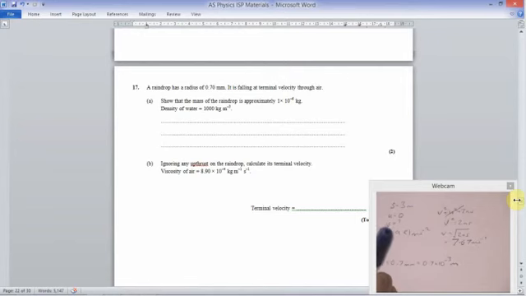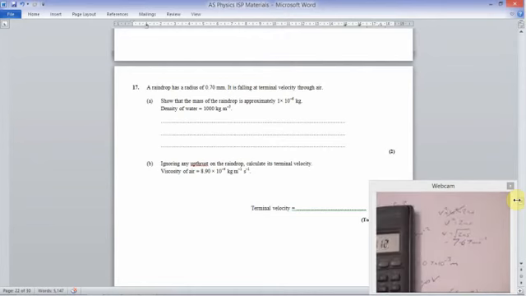Okay, so we've got density is equal to mass divided by volume. No, sorry, let me get that right. Mass is equal to density times volume. We know the density is 1,000. We know the volume, if the raindrop, assuming it's spherical, is 4/3 pi r cubed. This will be 1,000 times 4/3 times pi times 0.7 times 10 to the minus 3, cubed. Close the bracket off.